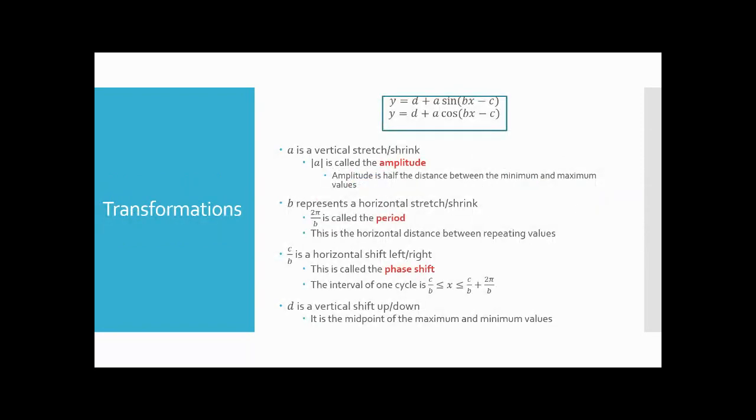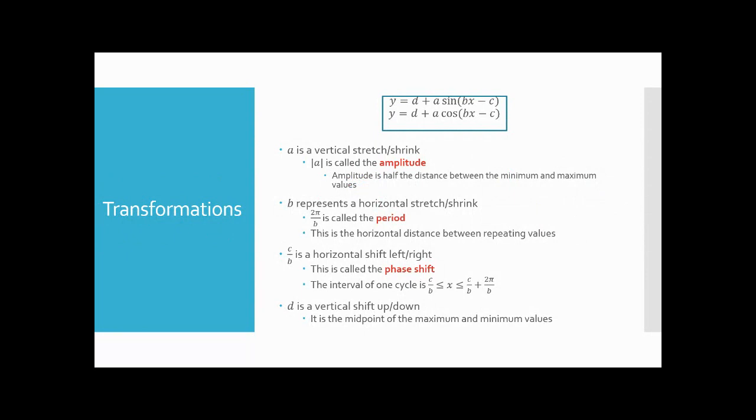When we're talking about transformations, we have to look at our basic sine and cosine graphs. For sine, it's y equals d plus a times sine of bx minus c. And for cosine, it's just cosine instead of sine, but everything else stays the same. The value in front of the sine and cosine, the value of a, does a vertical stretch or shrink. That is the same thing that happens when you have a in front of any function. Like if you have ax squared, that a would be a vertical stretch or shrink. So the transformation aspects are the same regardless of whether you have a traditional function or a trig function.